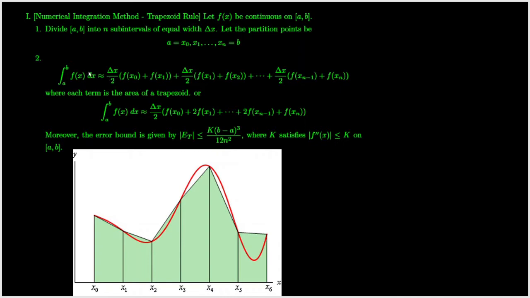Now, the idea is to use the sum of the areas of many trapezoids to approximate the area under the graph of the function from a to b. Intuitively, you see the approximation will work. Now, let's look into some details.